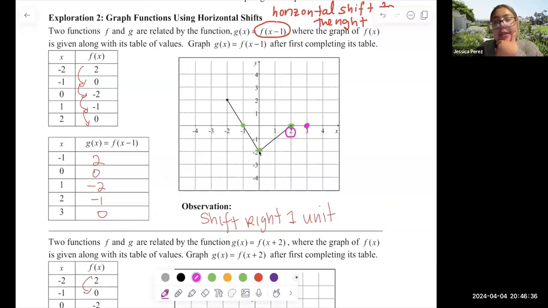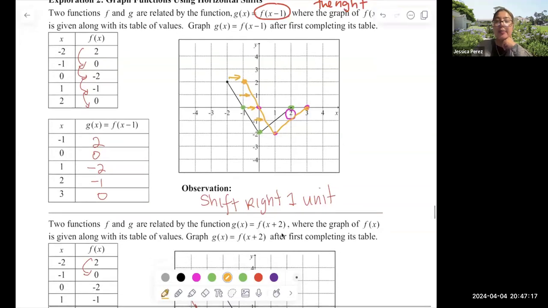At the value -2, I'm going to shift it to the right, so it's going to be from -2 to -1. And then from -1, it's going to go to 0. So what happened is that this shifted 1 unit to the right from the given point. So we shift to the right 1 unit. So if that happens when it's x minus 1, what happens when it's a +2?